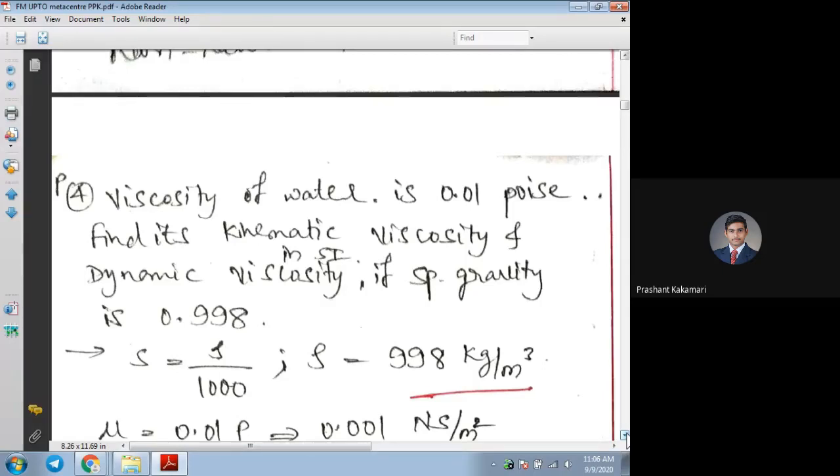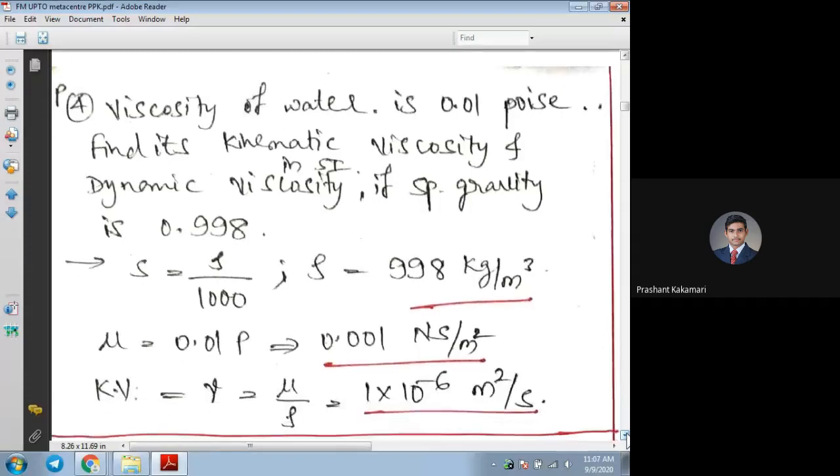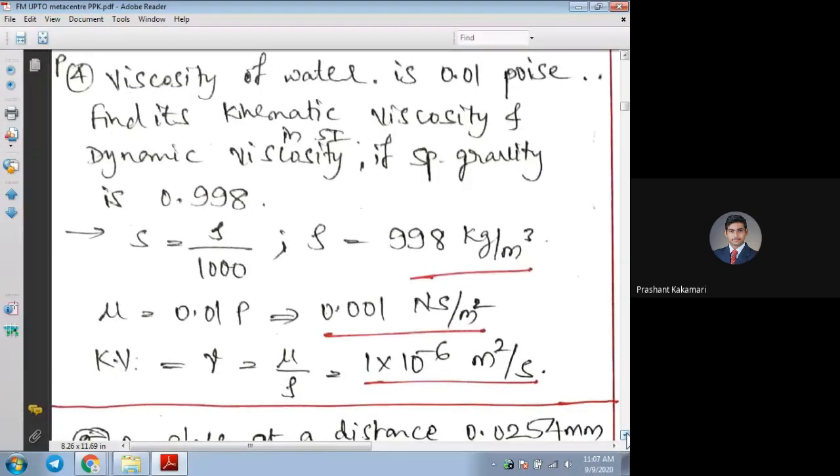One is dynamic viscosity that we have found out by the derivation from Newton's law. One more is the kinematic viscosity that we have found out from the ratio of dynamic viscosity to the mass density. Now first thing, directly one can find out viscosity, because the dynamic viscosity of water is directly given as 0.01 poise. As I told you, if you multiply 0.01 by 0.1, it will become the Newton second per meter square value. So 0.01 poise I can write as 0.001 Newton second per meter square.